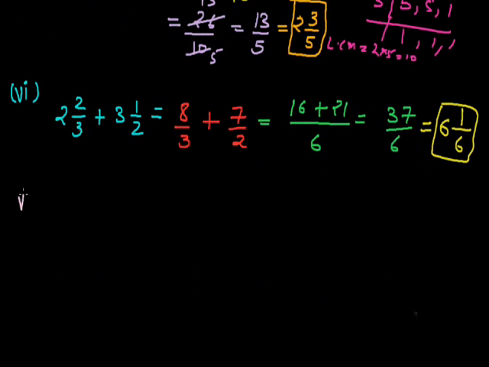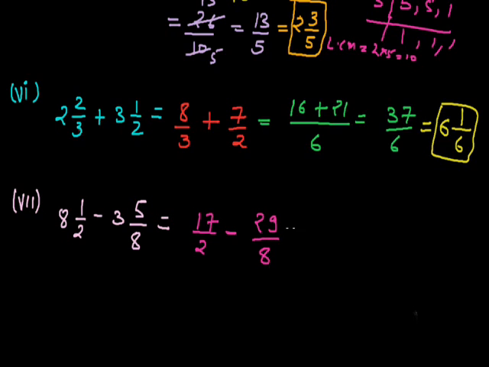Now the seventh part. In the seventh part we have 8 1 by 2 minus 3 5 by 8. Now we have to simplify it. So we will get 8 2s are 16 plus 1, 17 by 2. Then we have minus sign in between. 3 8s are 24 plus 5, 29 by 8. Now the LCM of 2 and 8 will be 8 only. So we will write 8 in the denominator.